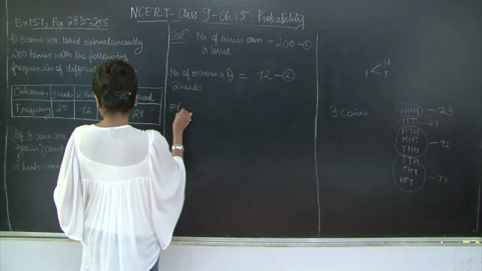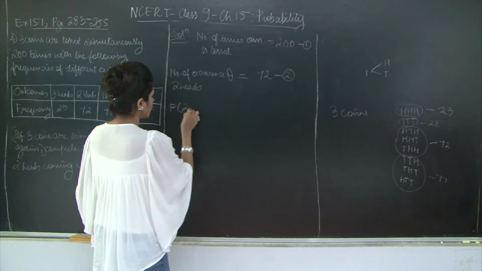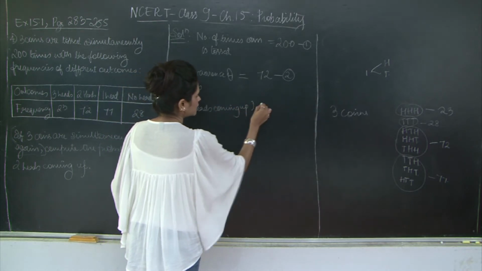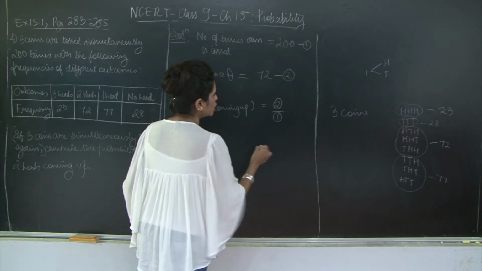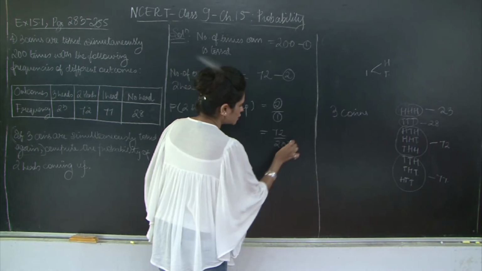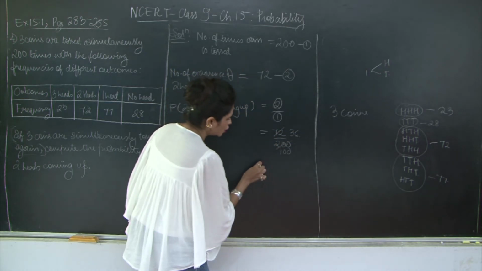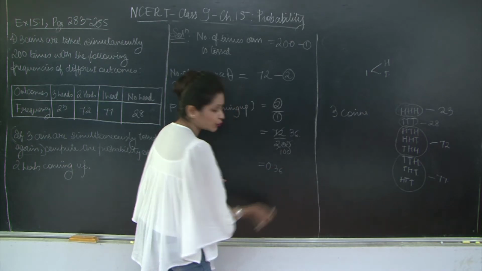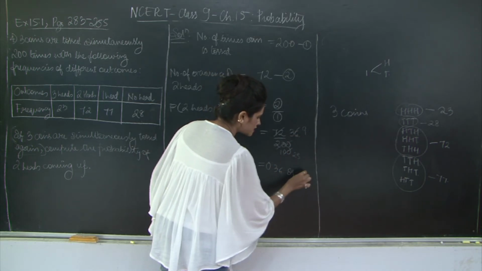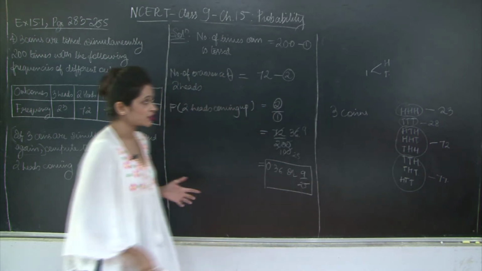So the probability of two heads coming up is going to be equation 2 divided by equation 1, which is going to be 72 upon 200. So you can cancel the 200s: 2 3s are 6, 2 6s are 12. So this is 36 upon 100. You can write this as 0.36, or you can cancel this further: 4 9s are 36 and 4 25s are 100. So 0.36 or 9 upon 25, either will do. This is the solution to your question. So please take a look.